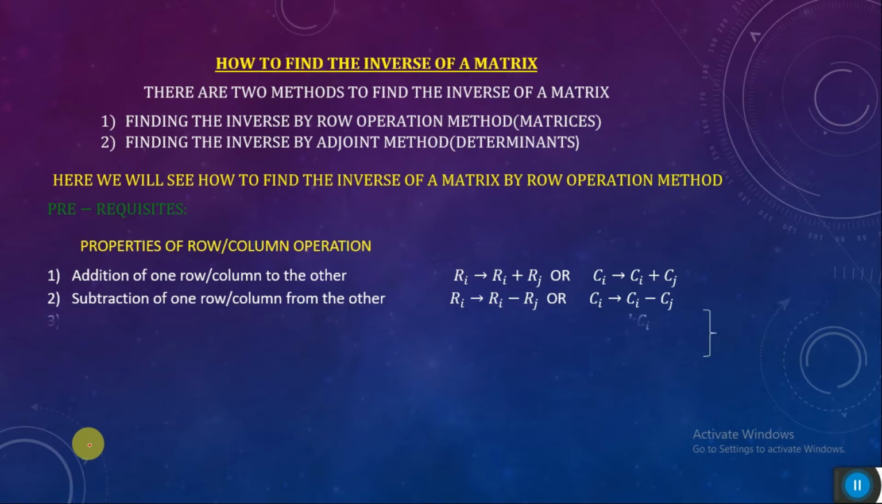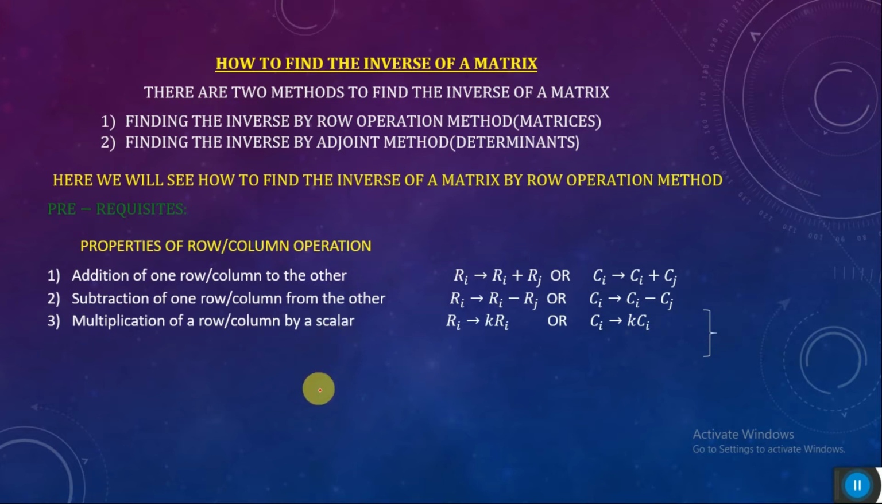Next operation is multiplication of a row by a scalar. So what do we mean by this? Suppose I have a matrix 1, 3, 2, 2. Now here what I can do is I can multiply any row with a constant. Suppose I want to make this 1.